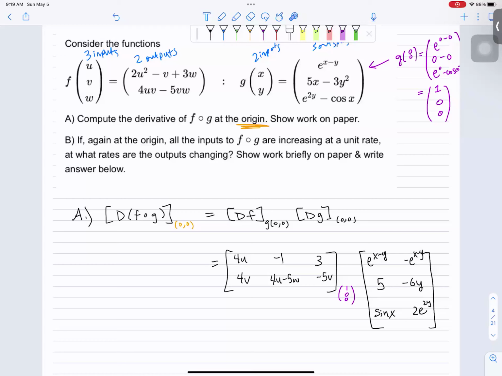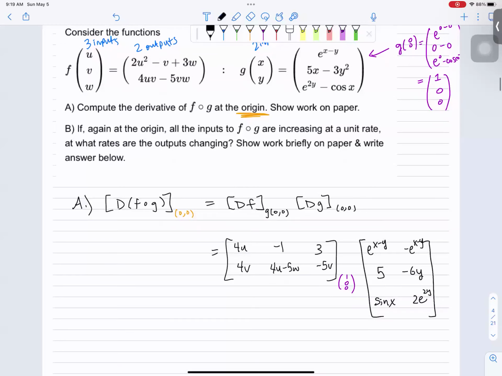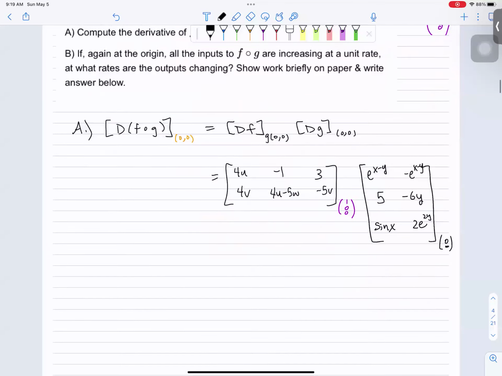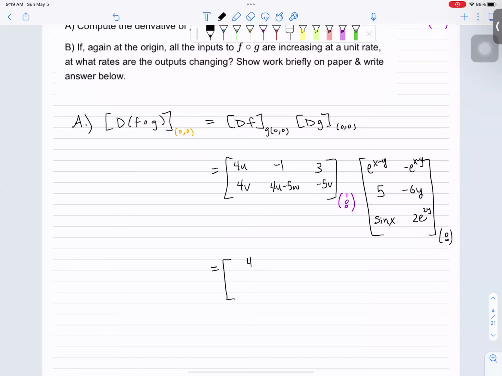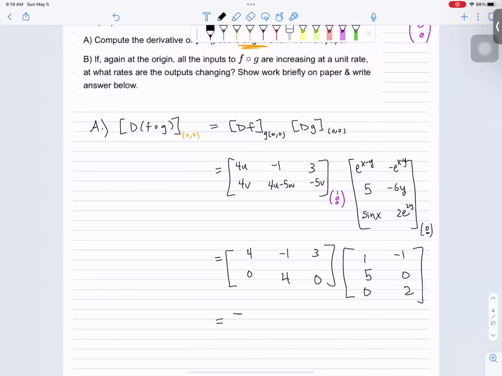I think it's called chain rule. And then evaluate at the origin. Okay, so we start evaluating stuff. This is 4, negative 1, 3, 0. 4 minus 0, sorry, it's 4, 0. Here I have 1, negative 1, 5, 0. Sine of 0 is 0, and 2. So when I do this matrix multiplication, I get negative 1, 2, 20, 0.